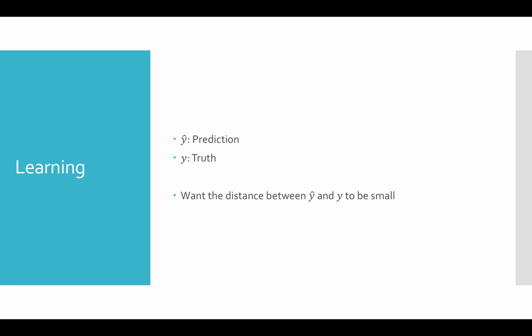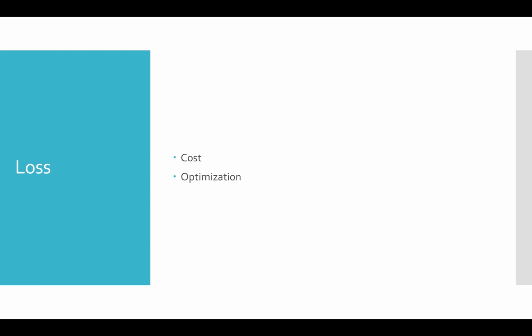So we use this intuition to create a loss function. Loss functions have lots of different names. They can be called cost functions, optimization functions. It's all the same thing. We'll use them interchangeably, but we'll mostly stick with loss and cost functions.